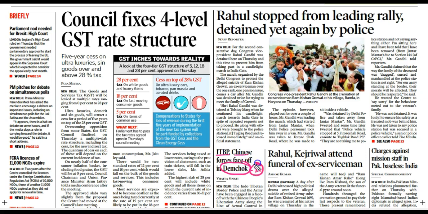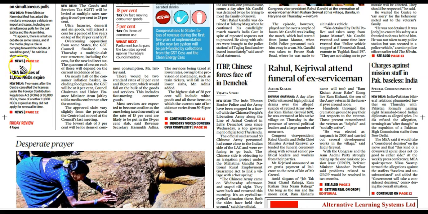From geography map point of view, you have to locate where Damchok is located and few important points about Ladakh region and also some points about line of actual control. The left side you can see FCRA licenses of 11,000 NGOs expire.